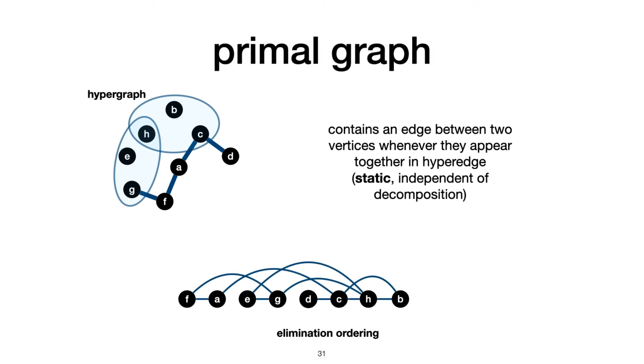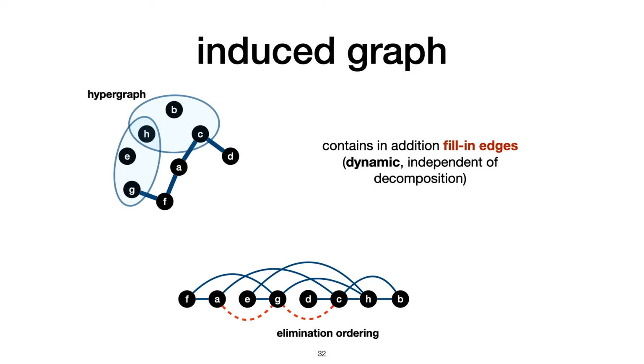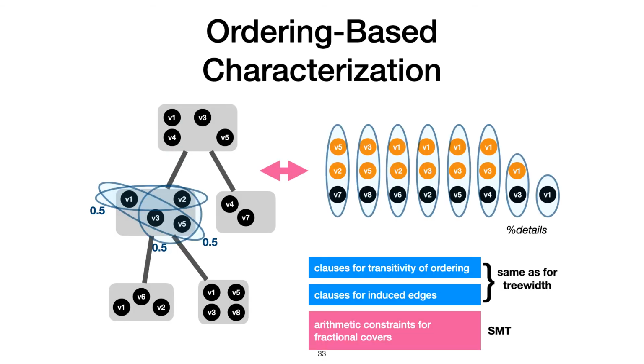When we consider the primal graph, it contains an edge between two vertices whenever they appear together in a hyperedge, so it's static and independent of the decomposition. The induced graph contains in addition fill-in edges, is dynamic and dependent on the decomposition. The SMT approach takes the ordering-based characterization and encodes this into an SMT encoding, where we have clauses for transitivity of the ordering, clauses for the induced edges, similar to treewidth, and arithmetic constraints for the fractional edge covers that are encoded in SMT.